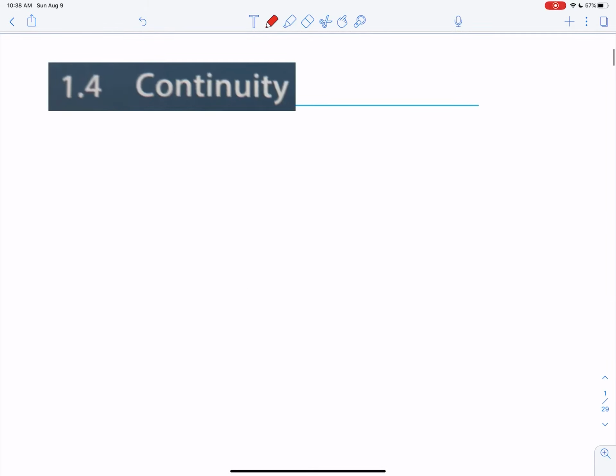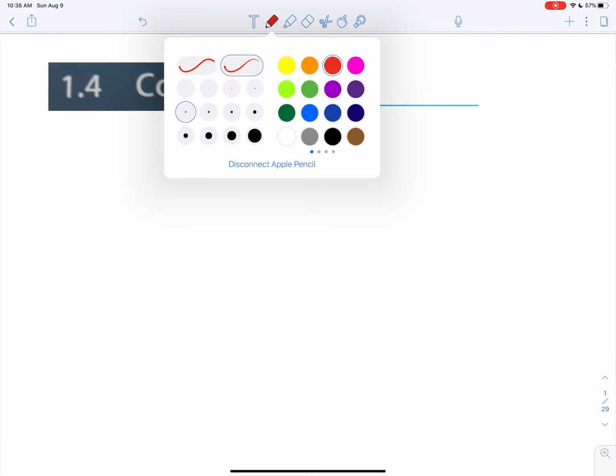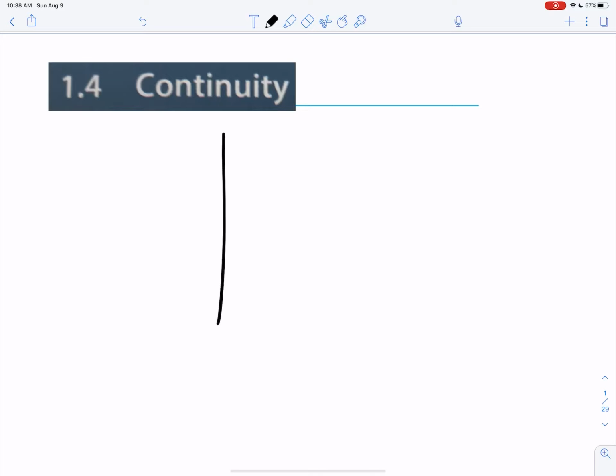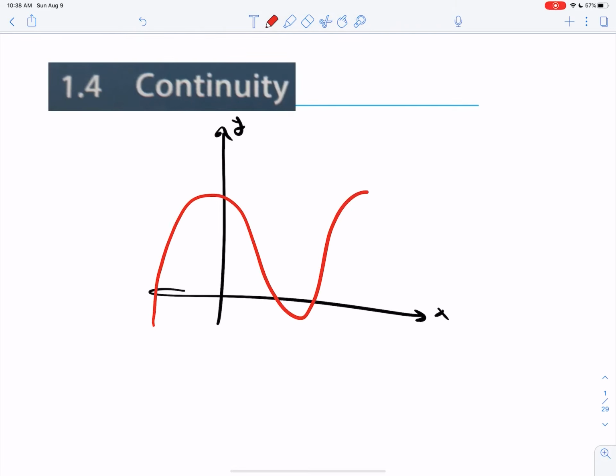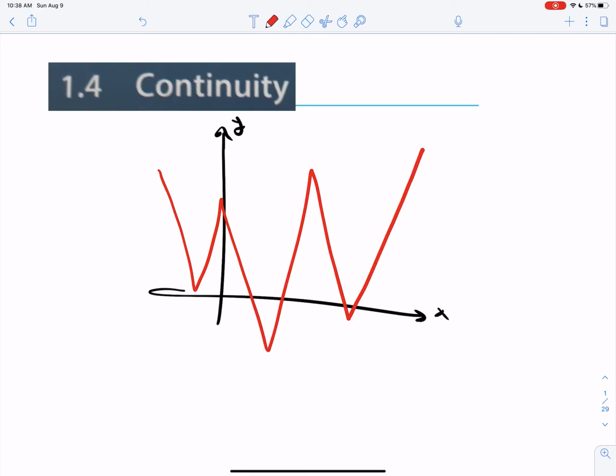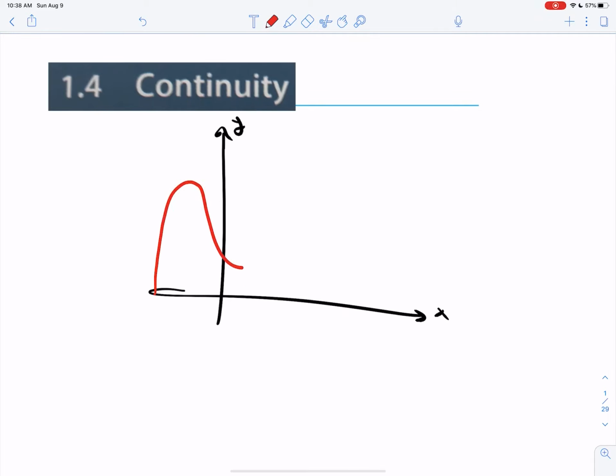So first graphically, because that's probably the easiest thing to understand. Okay, so let me give you an example. I'm going to give you some examples of continuous functions. So this right here is a continuous function. This right here is also a continuous function. This right here is also a continuous function.